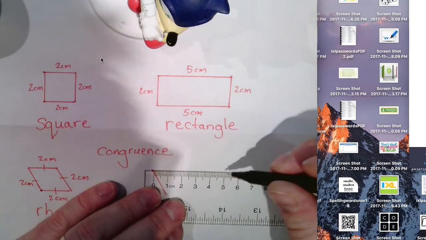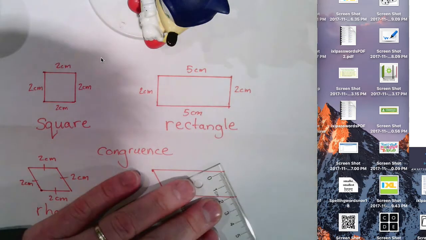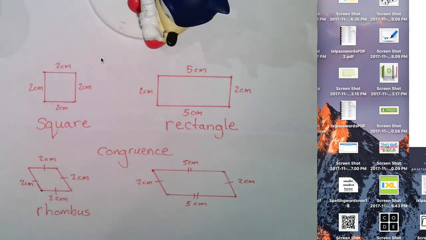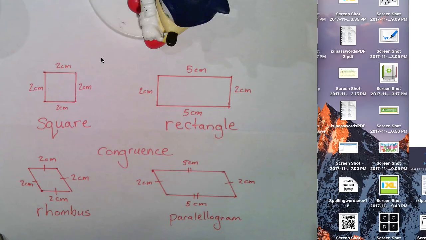A parallelogram is just like a rectangle in the way that it has a pair of sides that are congruent and another pair of sides that are congruent. So really, a rhombus is a parallelogram, but a parallelogram isn't always a rhombus. Just like a square is a special type of rectangle, but a rectangle is never a square.